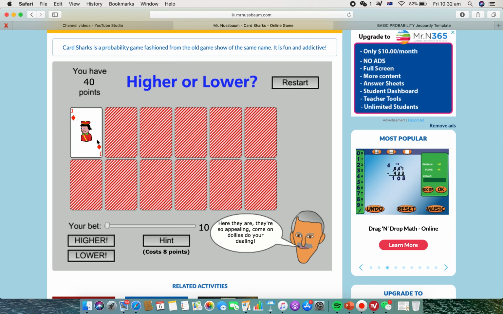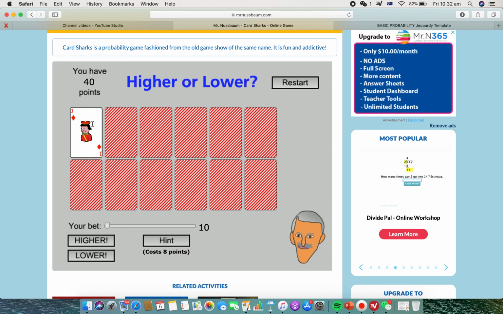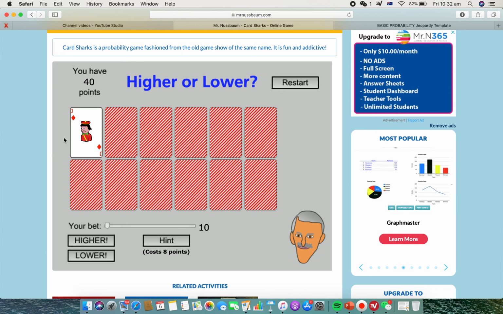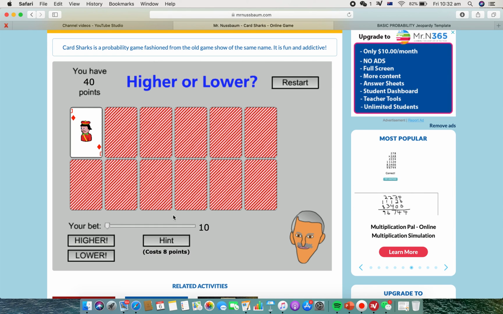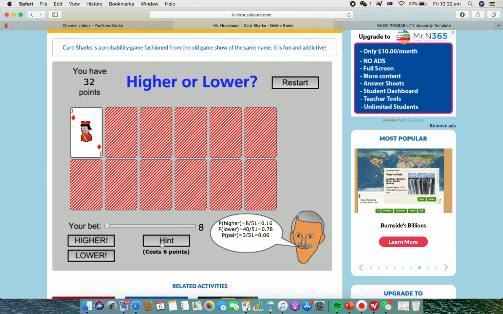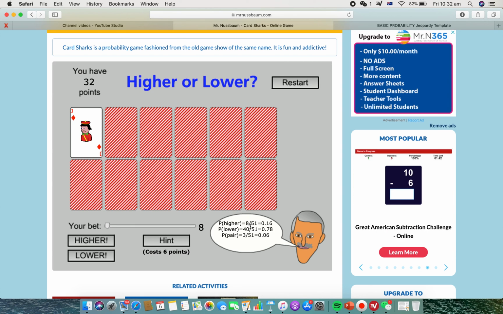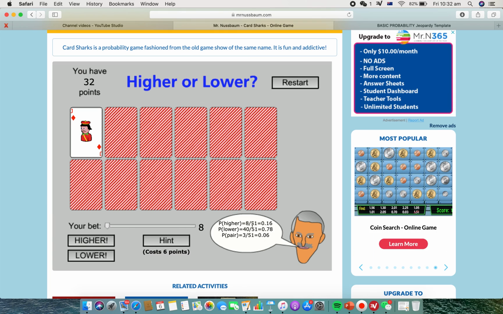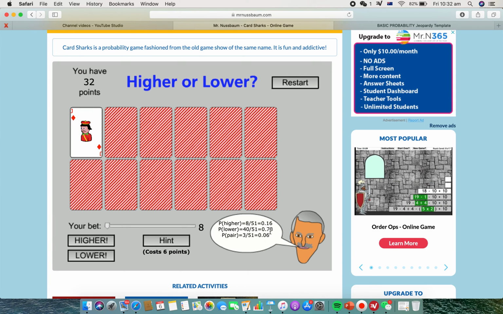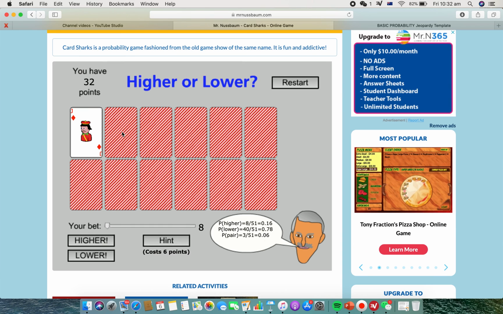Now this is how it goes. You need to use your probability knowledge to decide if the next card is going to be higher or lower. So we have Jack. Now I think that is going to be lower. Now you can also check with a hint. Okay. Higher is 8/51, lower is 40/51. So you can see here, it's a higher probability of a card being lower. So let's go with the hint and try lower.